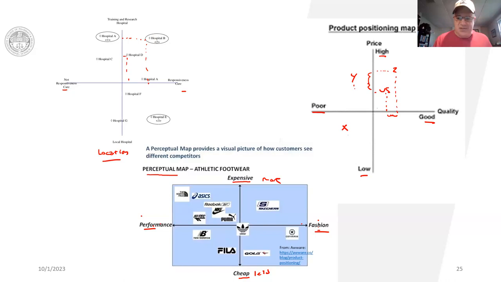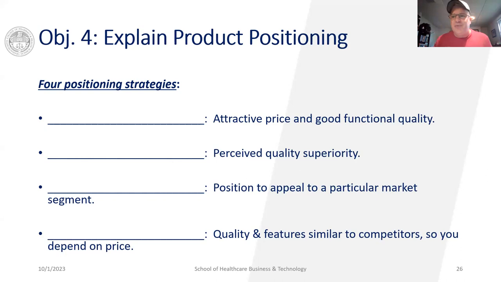So moving on. We have basically four positioning strategies that we want to look at. First off, attractive price and good functional quality, so we can position based on price. There's more than this, but these are the ones I'm going to put before you so you can start to think about it, because again, it's an overview of marketing. Perceived quality superiority, so we're doing it based on quality.